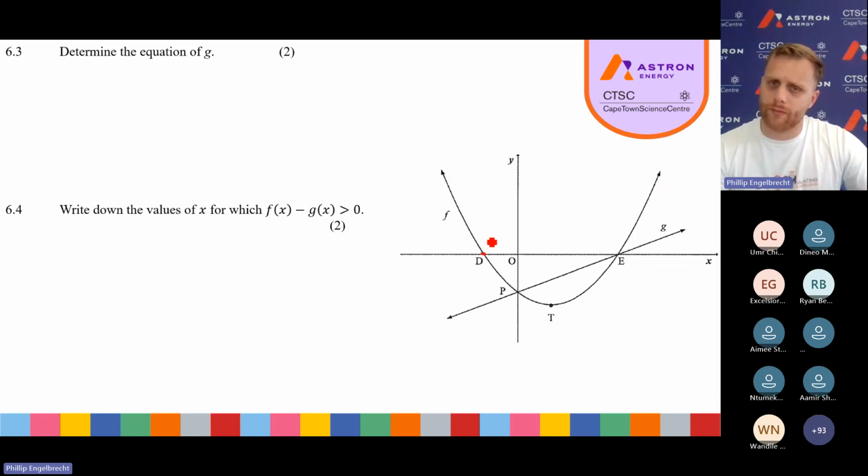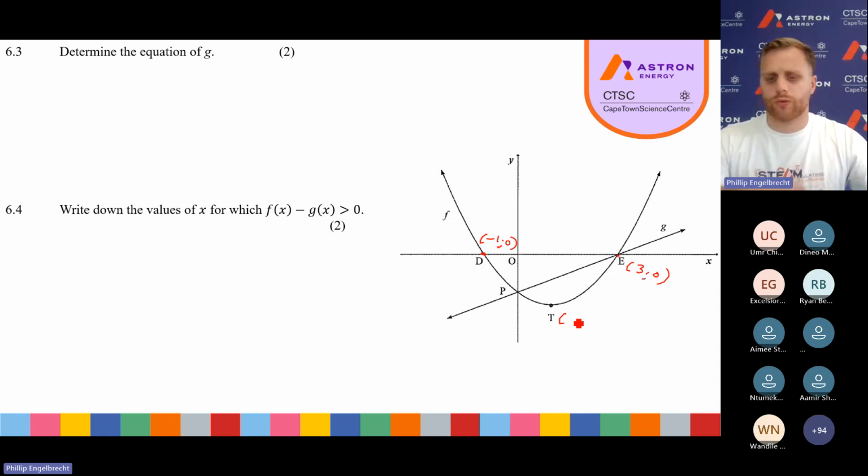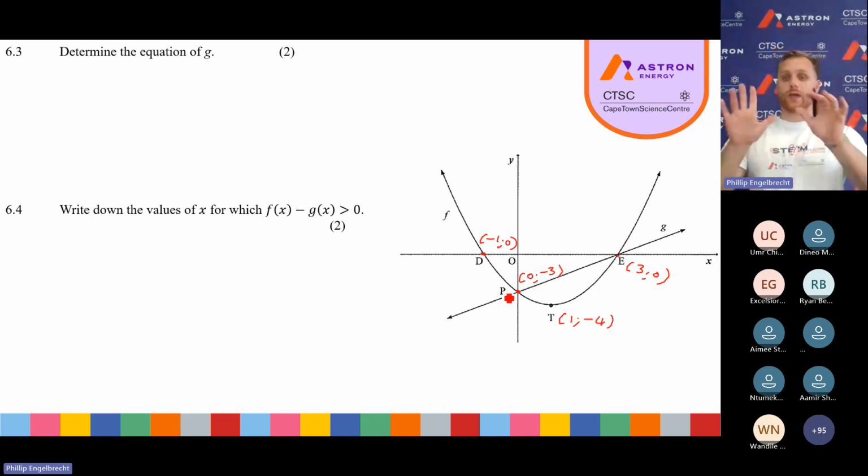Over here, it was (-1, 0). For E, the coordinate was (3, 0). The turning point was at, what was the turning point again? (1, -4), (1, -4). And just to make everything clearer, this was (0, -3) for P. Okay, so we have a few coordinates, so now we can work with it.